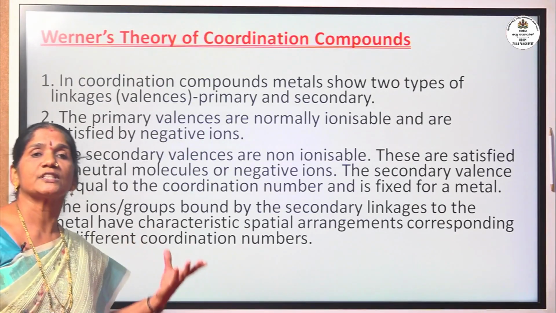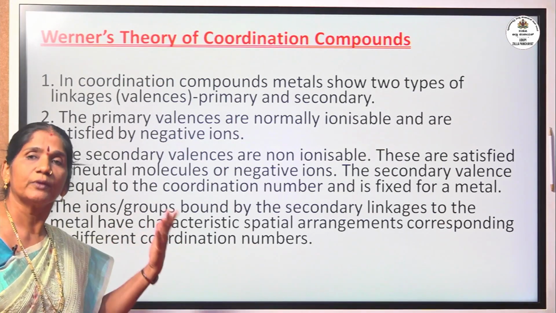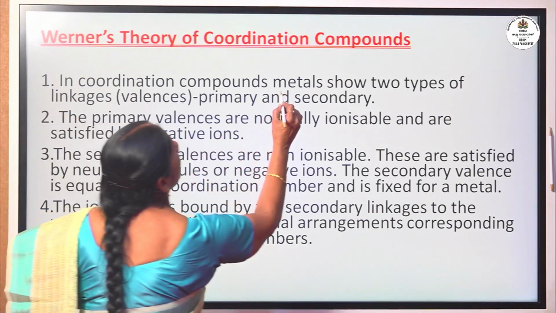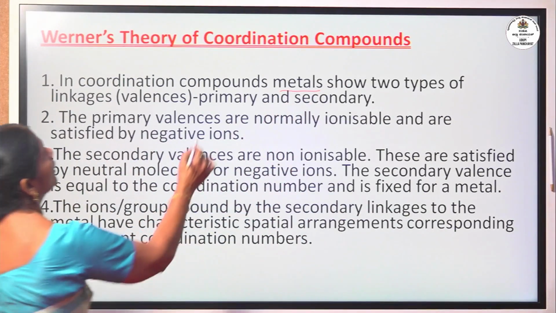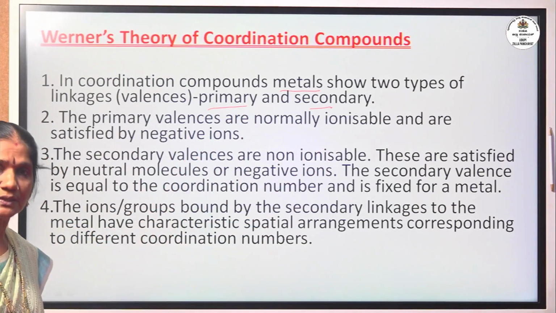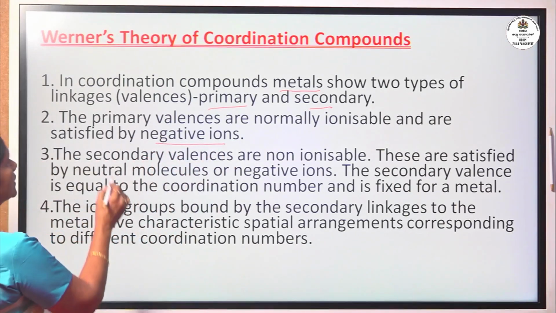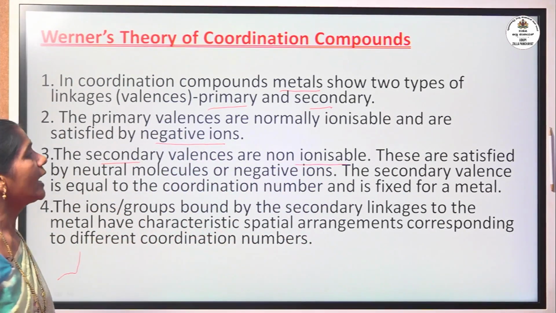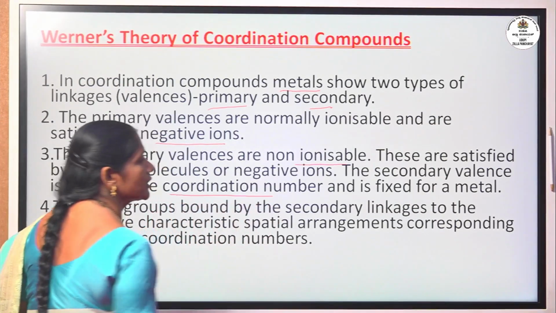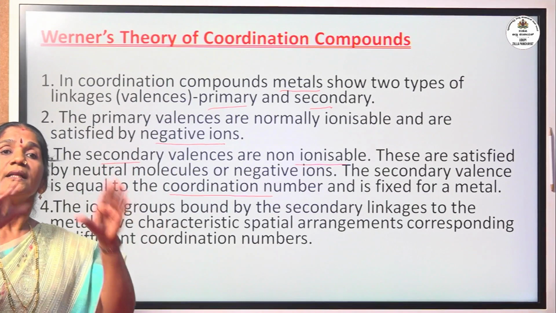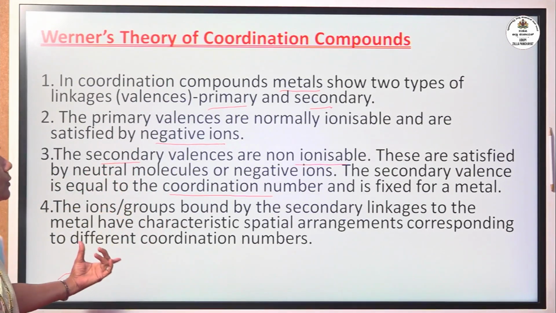Next is Werner's theory, which is very, very important to you, not only for this, even for the annual examination. There are 4 postulates given by Werner in his theory, where he says the metal atom or ion has 2 types of valencies. One is called primary, the second is called secondary. Primary valencies are ionizable, and it is normally the oxidation state of the metal, and they are satisfied by negative ions. And the secondary valencies are non-ionizable and are satisfied either by neutral molecules or by ions. And the secondary valency is nothing but the coordination number and is fixed for a metal. And the last one says the secondary valencies arrange themselves around the central metal atom in a particular geometry, which gives a particular spatial arrangement and geometry to the compound.